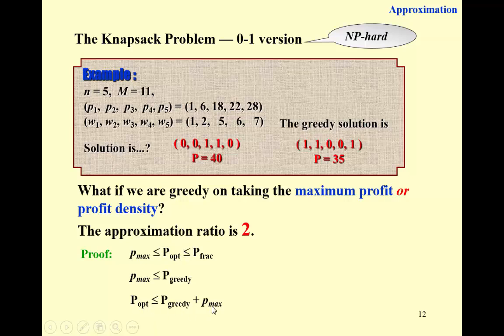Okay, so based on this inequality, let's divide both sides by the greedy solution. And what do we get? We have that this ratio is bounded above by 1 plus Pmax over the greedy solution. And we know that Pmax is less than or equal to the greedy solution, so this ratio is bounded above by 1. So this is bounded above by 2. And that proves that the approximation ratio is just 2. So it seems that greedy is not so good in this case. Is there any other method to solve it?